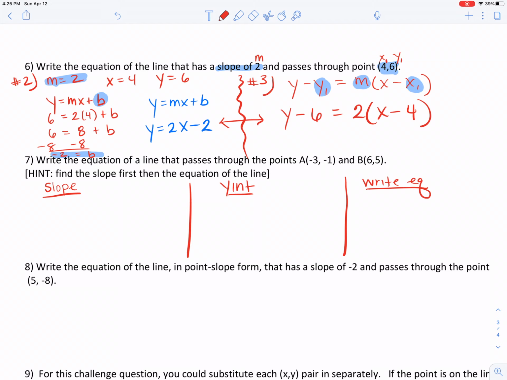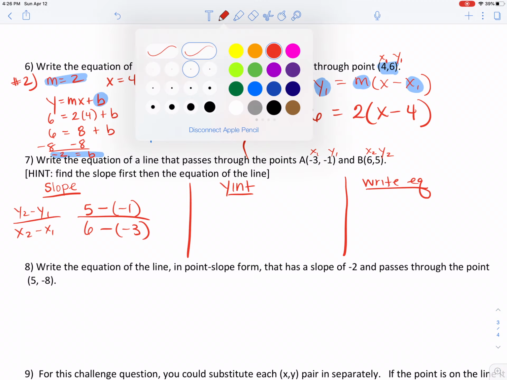So slope, we have x1, y1, x2, y2. So I could put y2 minus y1 over x2 minus x1. So the y2, I wrote it as 5 minus the y1, which is negative 1, over the x2, which is 6, minus the x1, which is negative 3. So I made it a little trickier by putting the negatives as the x1, y1.